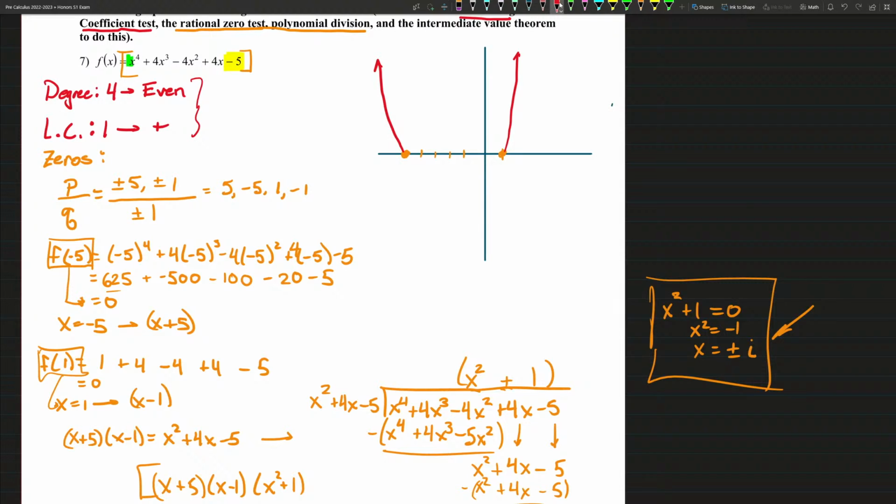Now our job is to test in between just to see what the graph looks like. I'll do that in green over here. Okay, so we're going to test a number between -5 and 1. So let's test 0. When we test 0, we're going to get -5. So then our graph is going to come down like this. Okay, again, there's a little bit of stuff that happens in the middle, so this isn't totally exact. I think it comes down like this. But that's what the graph is going to look like.